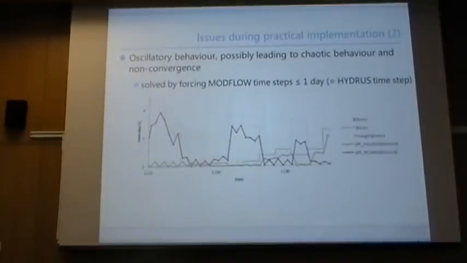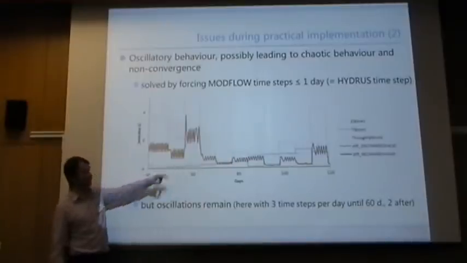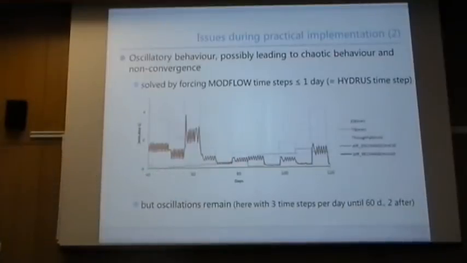Then we have also some issues about oscillatory behavior, which could lead to chaotic behavior or non-convergence. You see here the oscillatory behavior in the discharge. So we need relatively small time steps in MODFLOW to minimize these oscillations. We were then able to have no oscillation anymore in the discharge, but as you can see, we still have oscillations in the recharge.